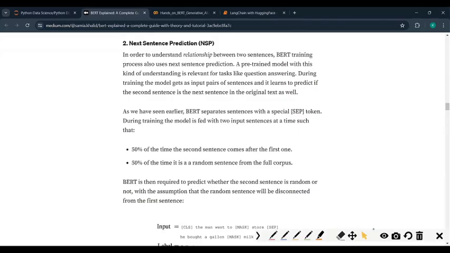Next sentence prediction is a thing which helps to understand the relationship between two sentences. The BERT training process also uses next sentence prediction. To make the training of BERT better, to be able to understand the connection between statements much better, it also goes through one process called next sentence prediction. It is given one more task. In masked LM, we were masking a part of the statement and telling it to predict that. That was one challenge in masked LM.